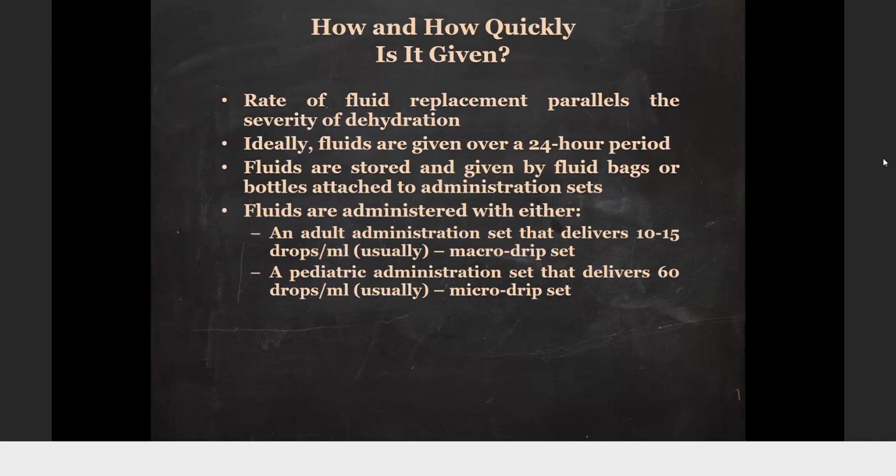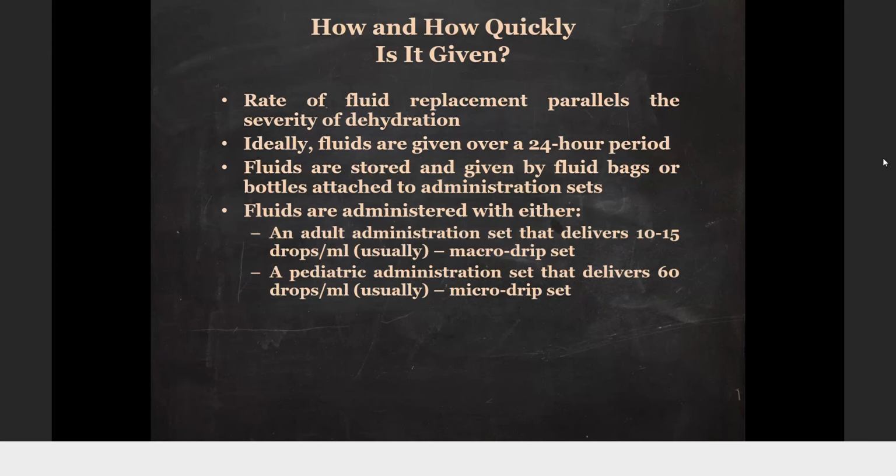So fluids are administered with either an adult administration set that delivers 10 to 15 drops per ml. It is called a macro drip set. 10 to 15 is the range, but the standard Braun, the company that provides the one that we use at UBH, uses 20 drops per ml, meaning that 20 drops equals 1 ml of fluids.